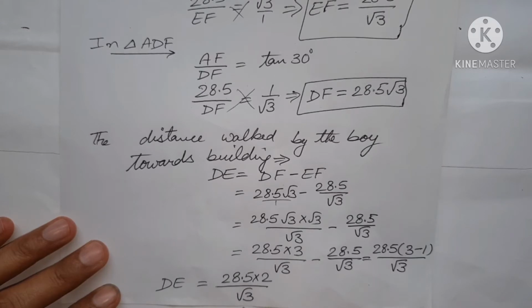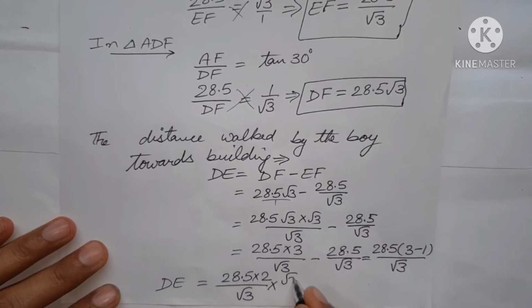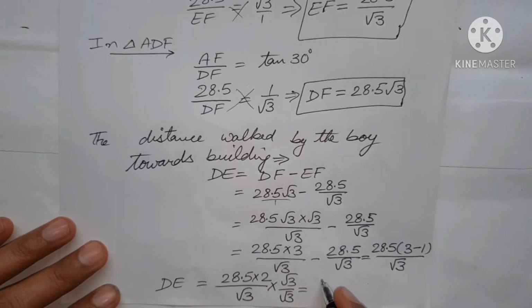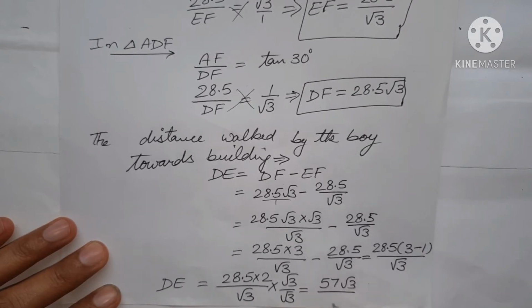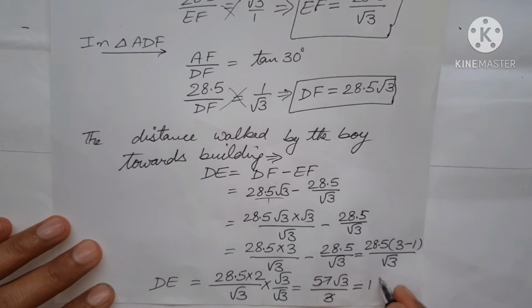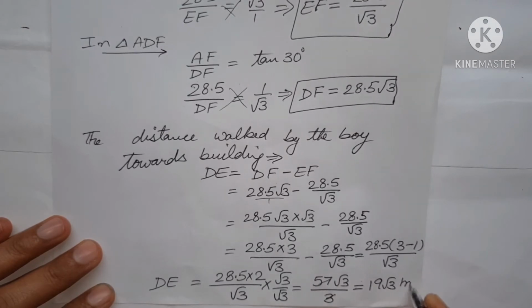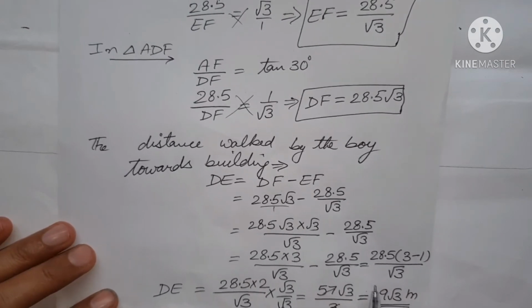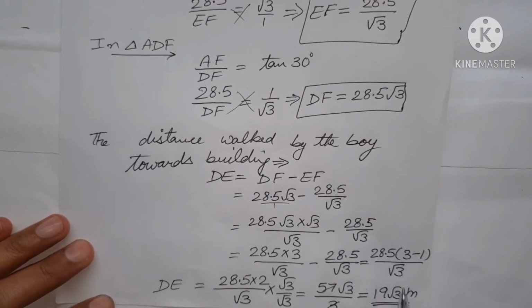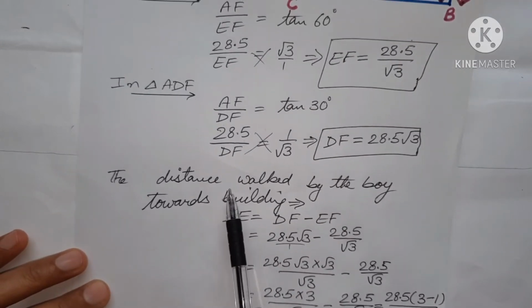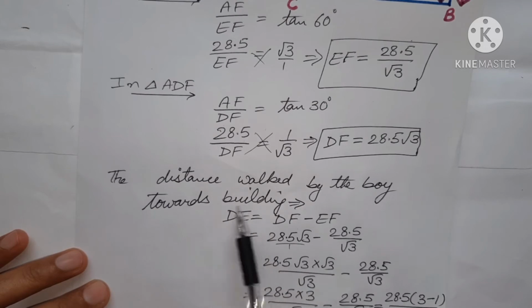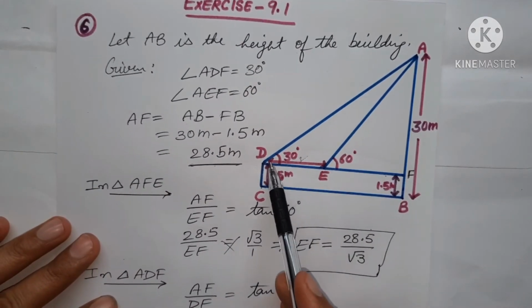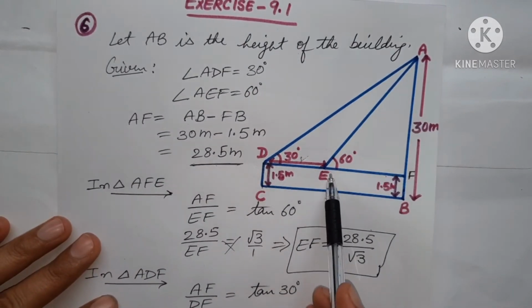So this root 3 in the denominator we will rationalize. So it will be 57 root 3 upon 3, and the final answer will be 19 root 3 meter. So we can say 19 root 3 meter is the distance the boy walked towards the building, means 19 root 3 is the distance from D to E.